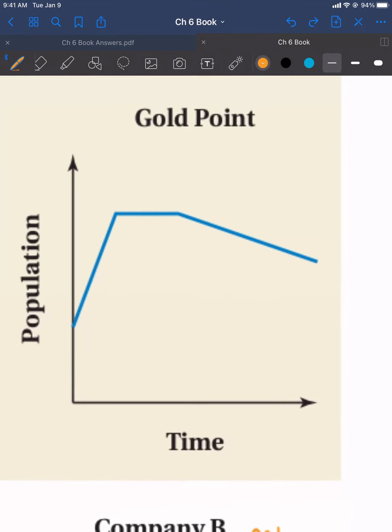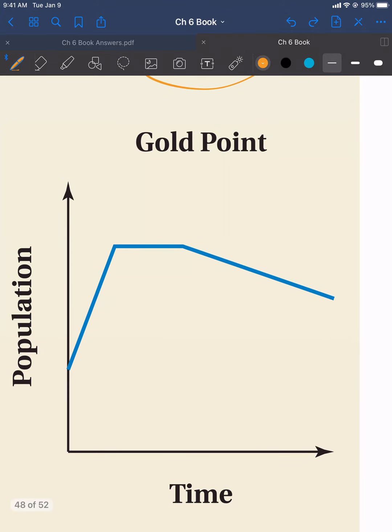Let's do this last one. Compare the two sets of data. I've got population, time, gold point. Obviously, gold point, it must be like a city, right? What's happening? How many segments are there first? 3 segments. What's happening in the first segment?